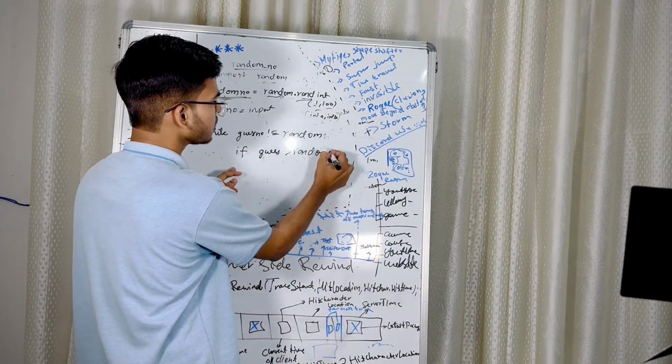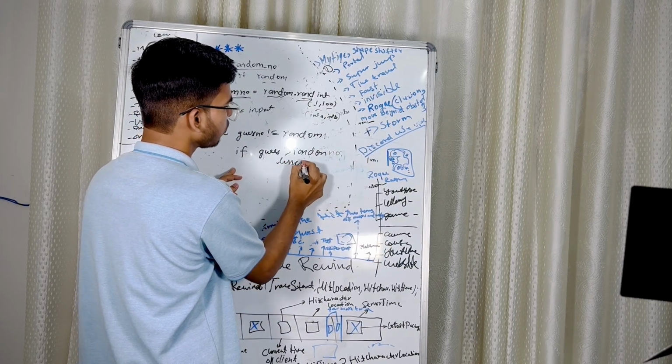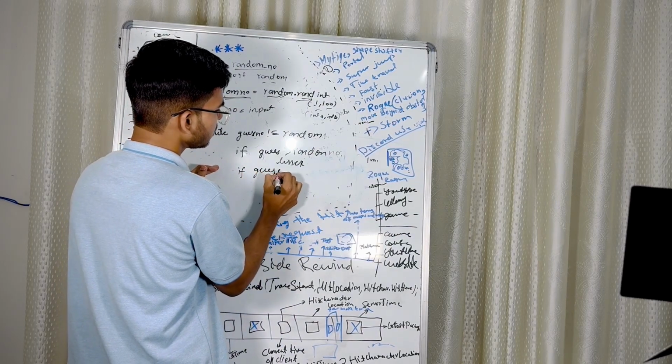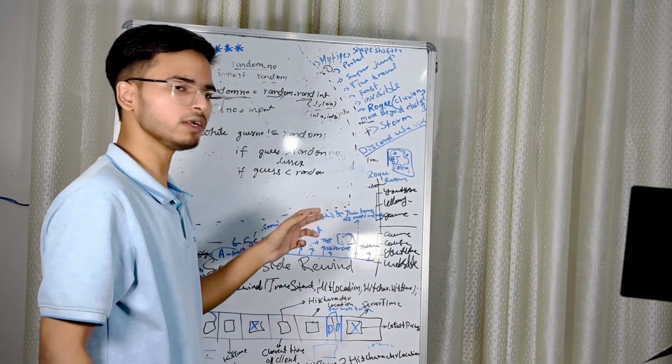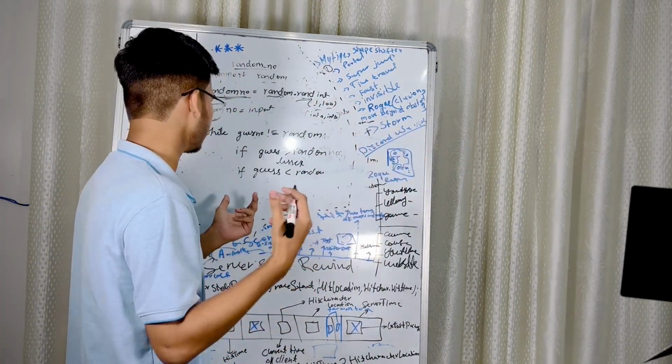If the guess number is higher than the random number, we tell the user that he must go with a lesser number. If the guess number is less than the random number, we will say to the user, you have entered the lesser number. You must go with the higher number and try to guess the higher number.